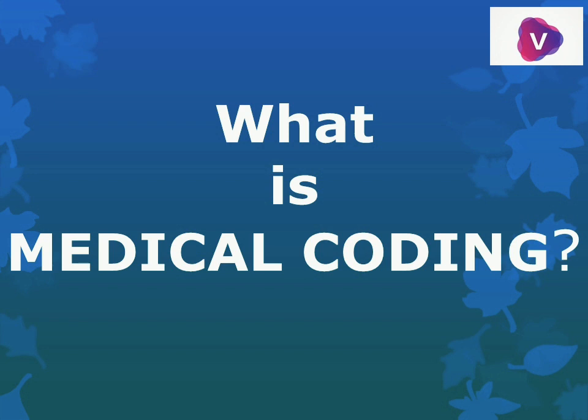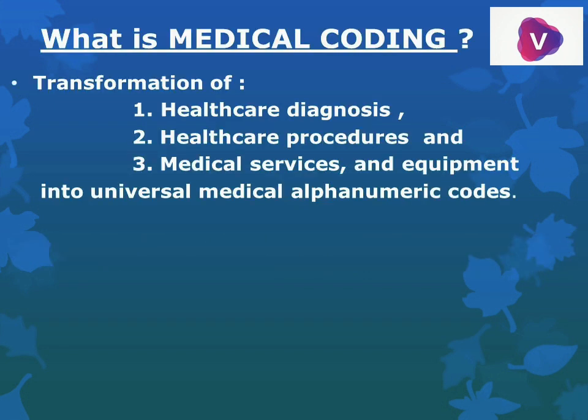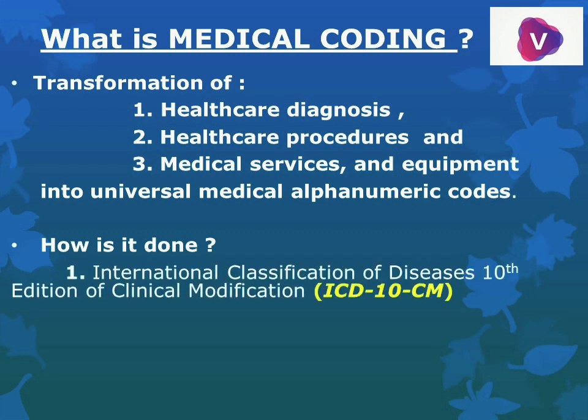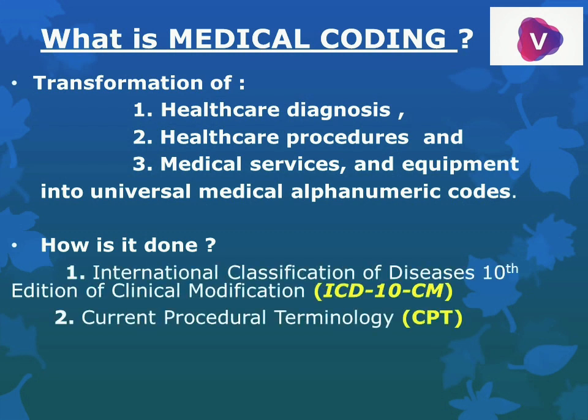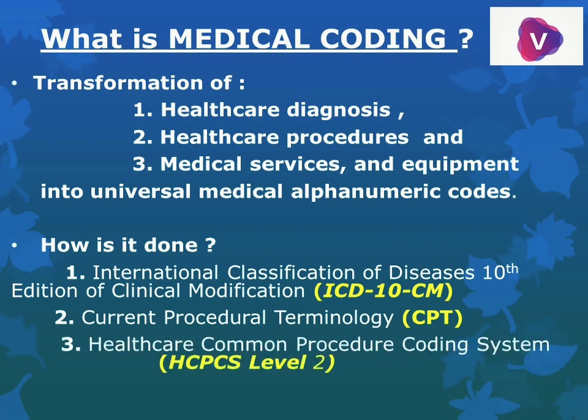So let's get started. What is medical coding? Medical coding is the transformation of healthcare diagnosis, procedures, and medical services and equipment into universal medical alphanumeric codes. Now, where do we find these codes? These codes are found in the ICD-10-CM, the CPT, and the HCPCS Level 2 code books.